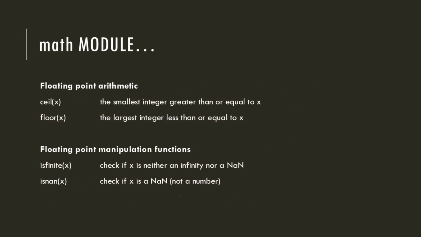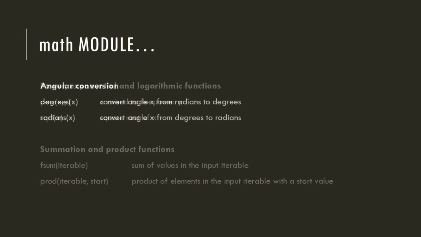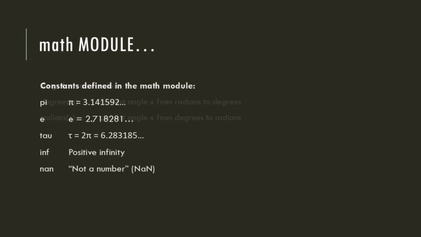Some of the categories of functions available in the module are number theoretic functions, floating point arithmetic, floating point manipulation functions, power, exponential and logarithmic functions, summation and product functions, and angular conversion. Constants defined in the math module are pi, e, tau, inf, and nan.